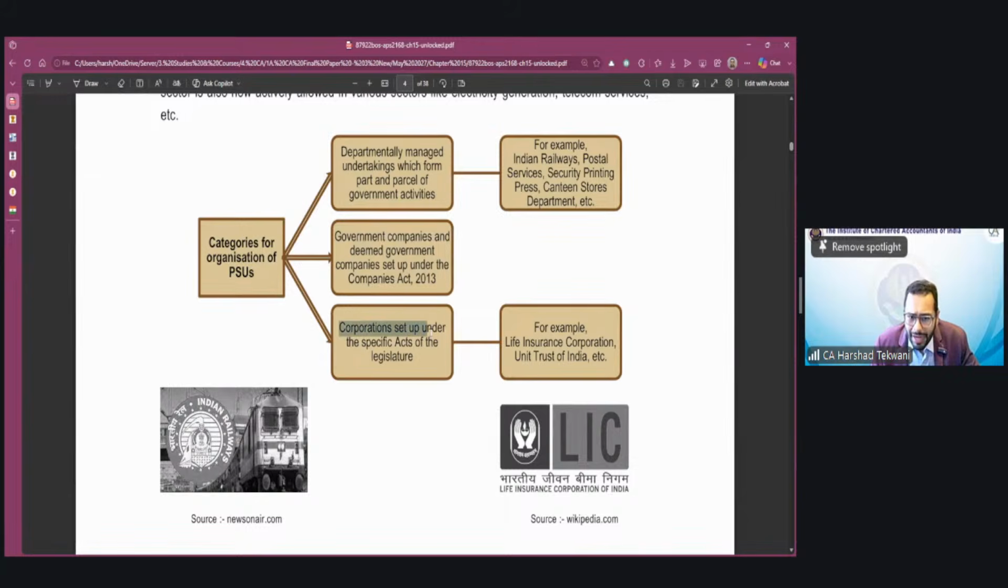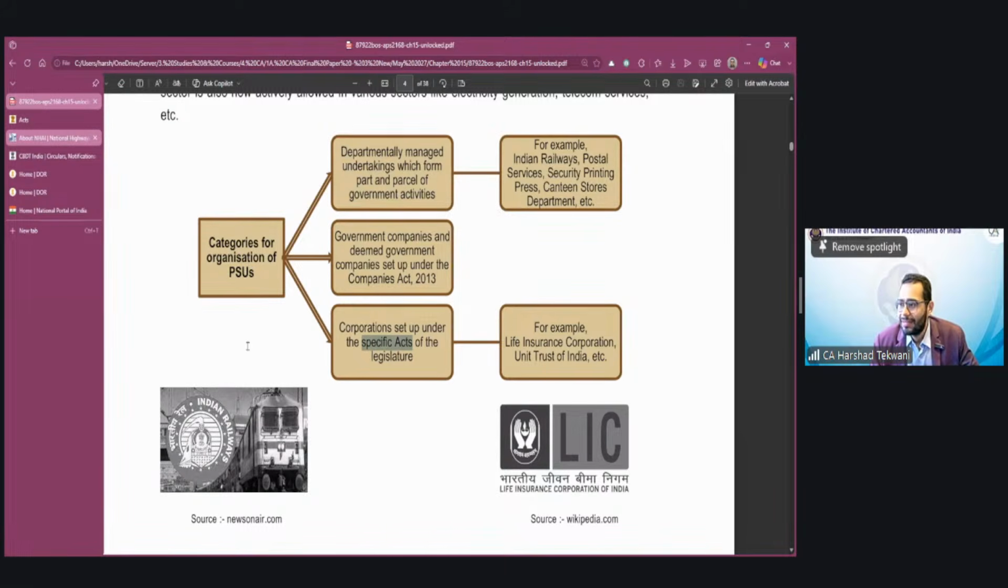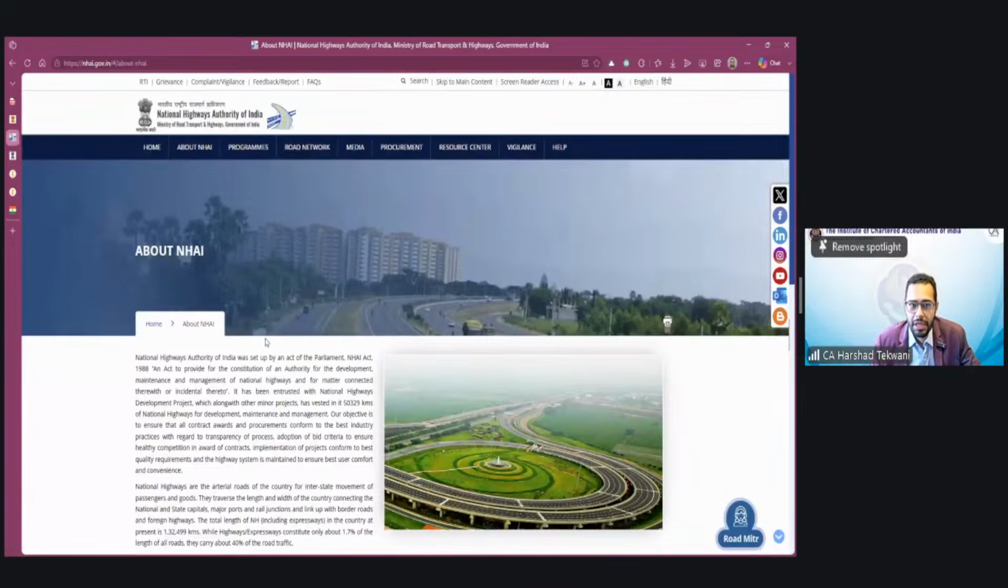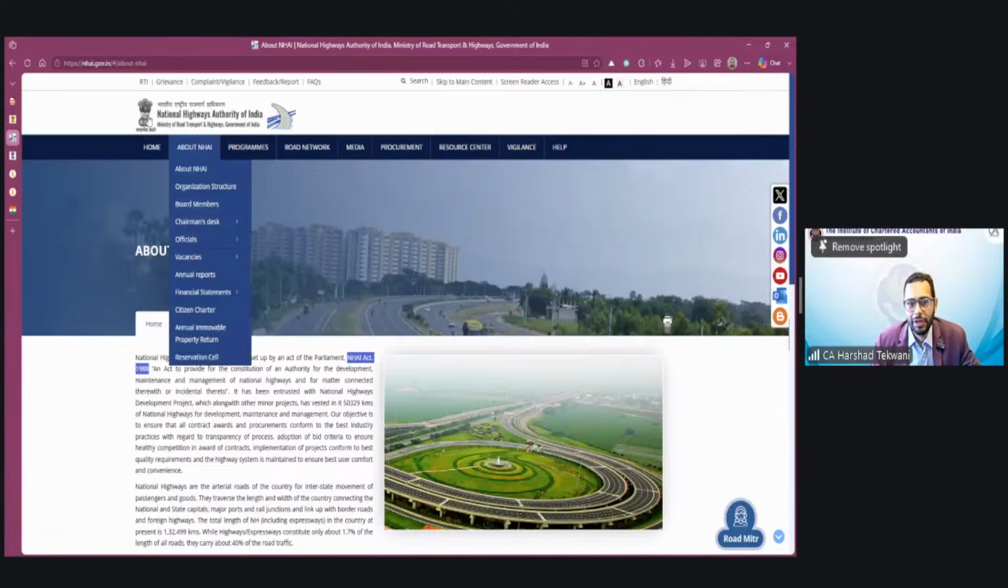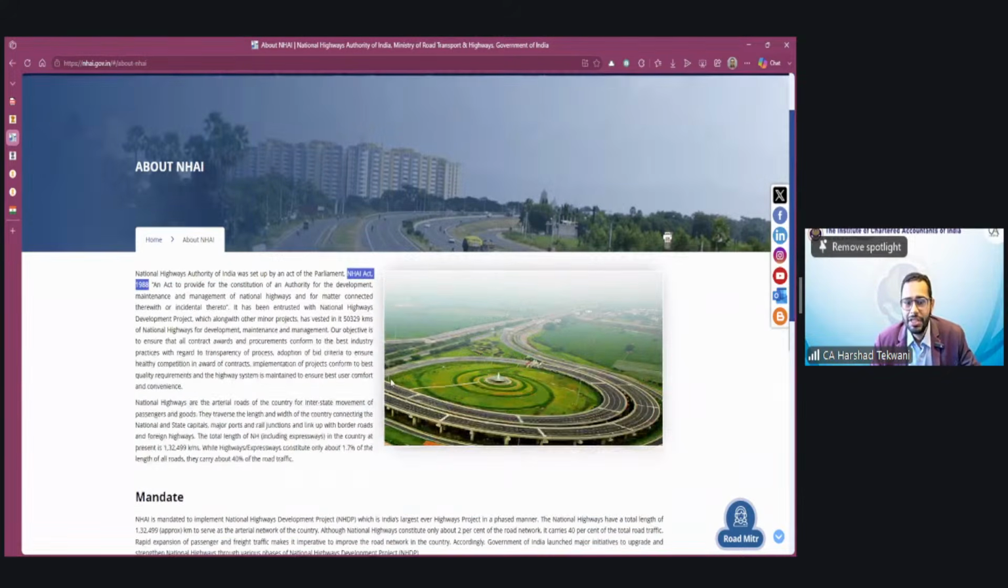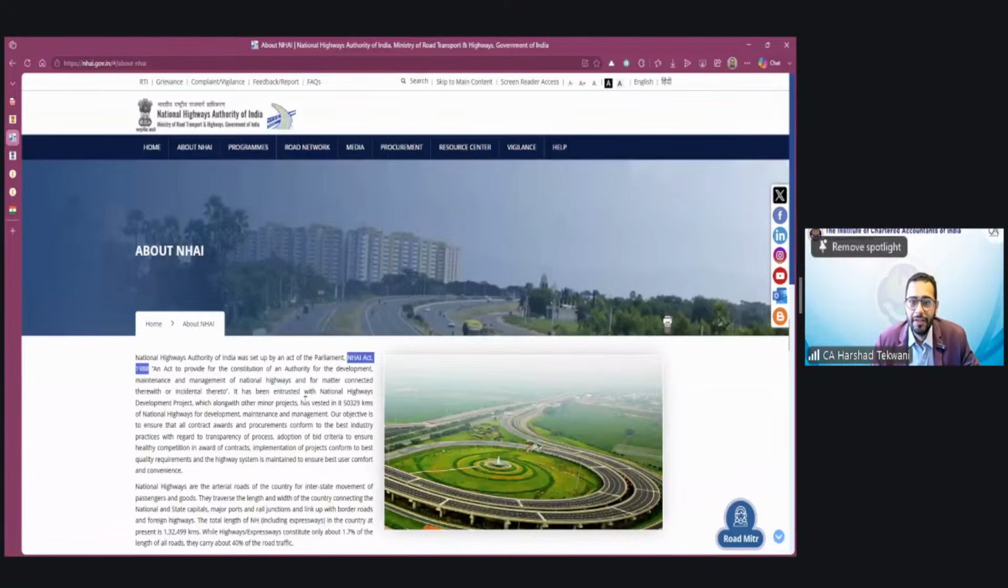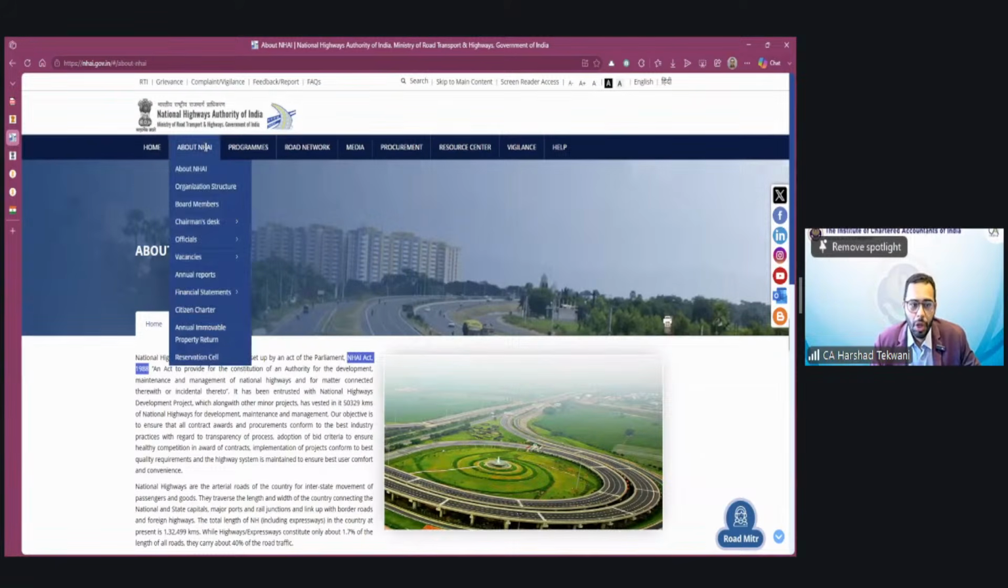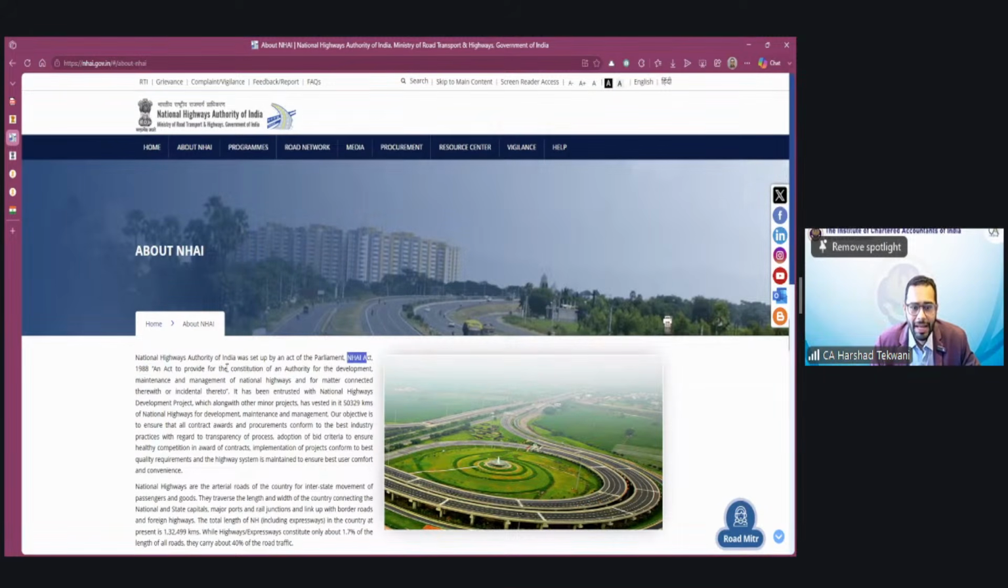Now let's go to the corporations. Now corporations are set up under a specific act. Over there, your example Kanaya, NHAI is coming into the picture, because NHAI has a separate act, NHAI Act 1988. It was established under this particular act. Okay, so National Highway Authority of India is a body which is created under a specific act. So if you go to the details about NHAI, you will get that there is a NHAI Act 1988 under which it was established.